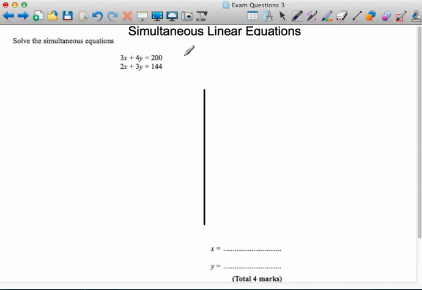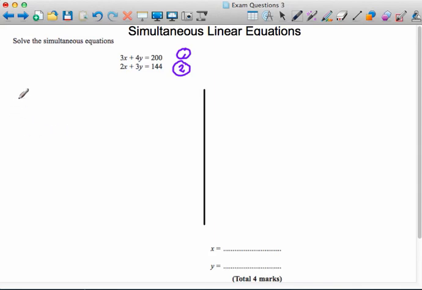We begin by numbering the equations 1 and 2. And we're going to use the elimination method. We're going to eliminate y by manipulating the equations so they both have the same number of y in them. Now the lowest number that 3 and 4 will go into is 12. So I'm going to make both equations have 12y.